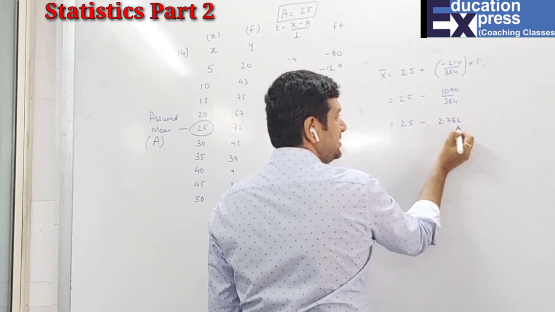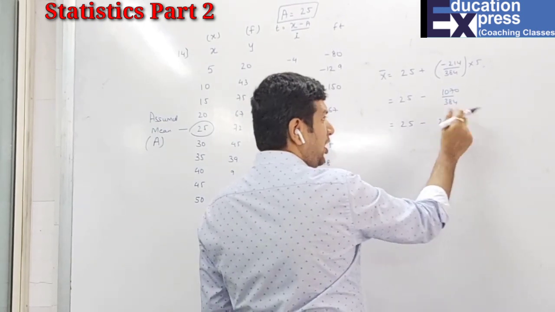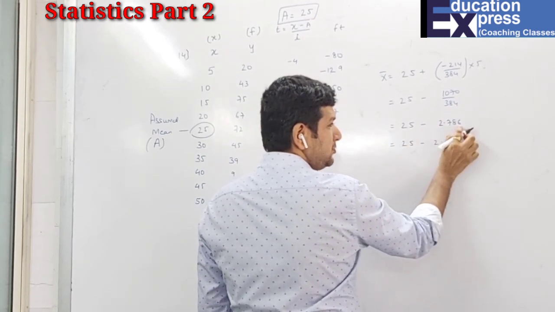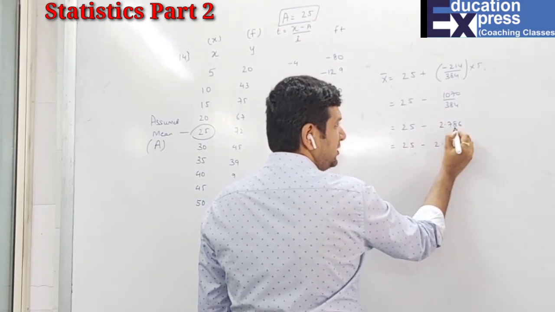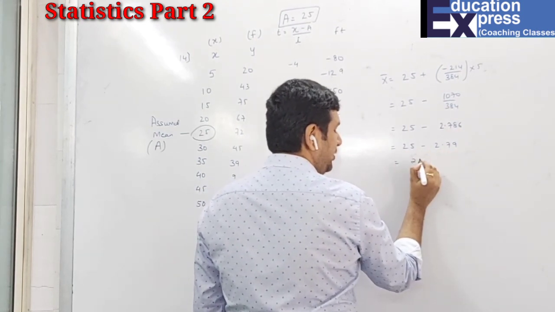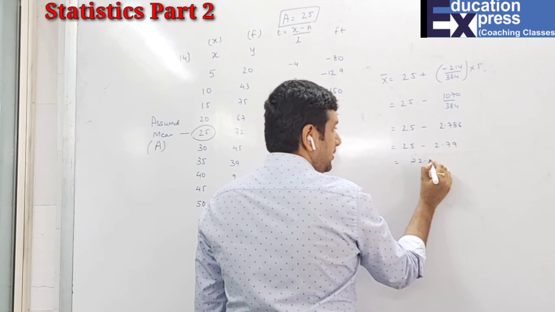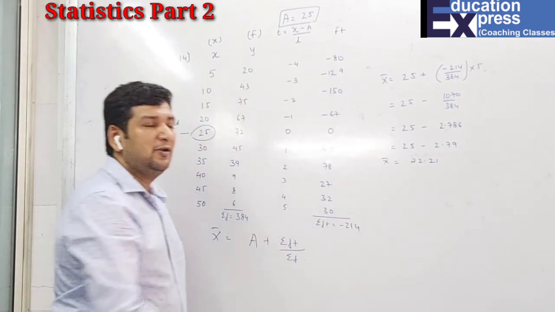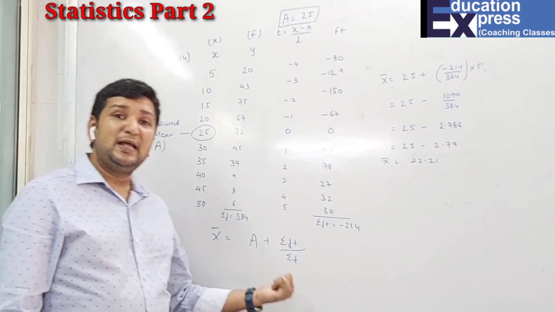So 1070 divided by 384, after dividing this you get 2.786. After that I find 3 decimals, now round off to 2. So you can see the third one is more than 5. So obviously this number increased by 1. And now 25 minus 2.79 is 22.21. The x bar is 22.21, and this is how we have done the second method, step deviation.